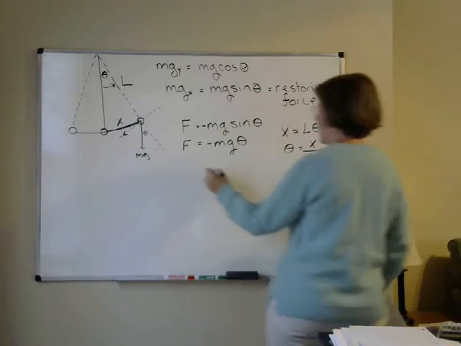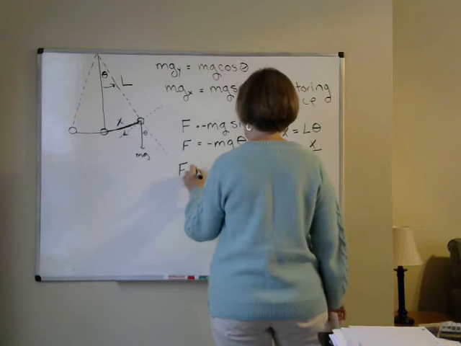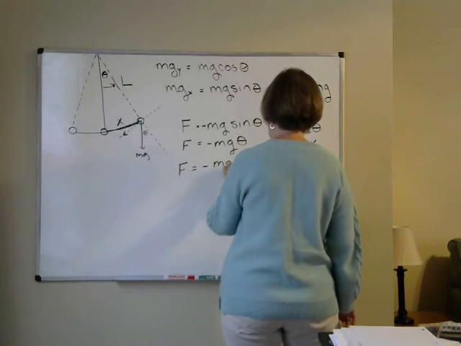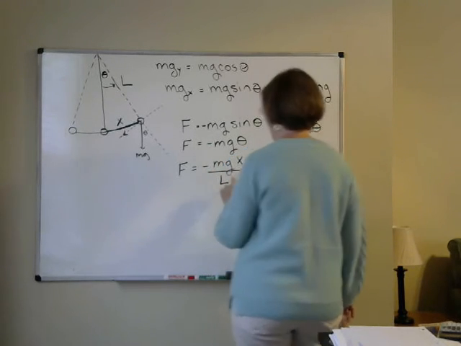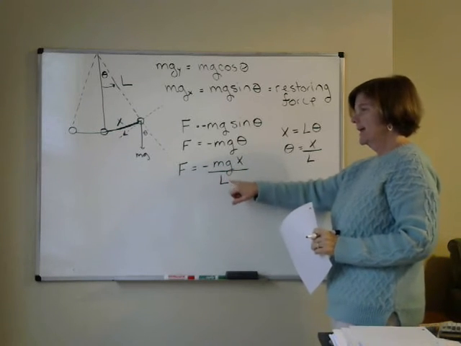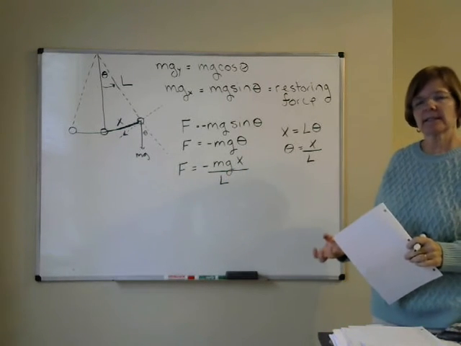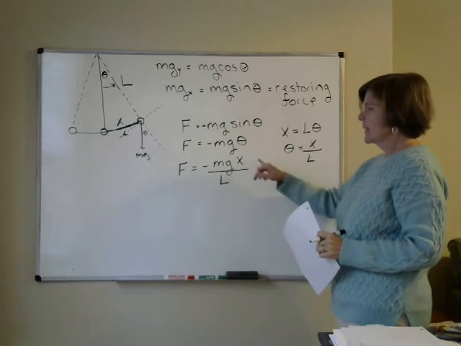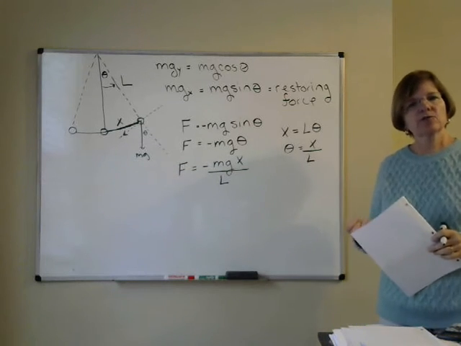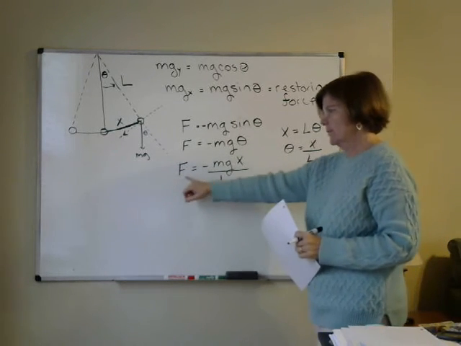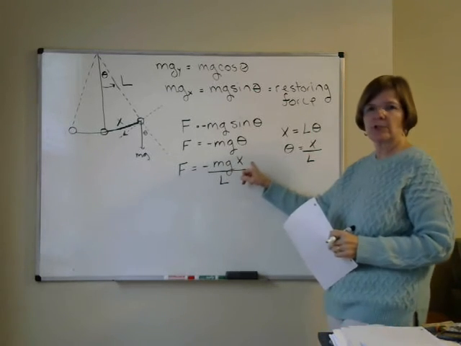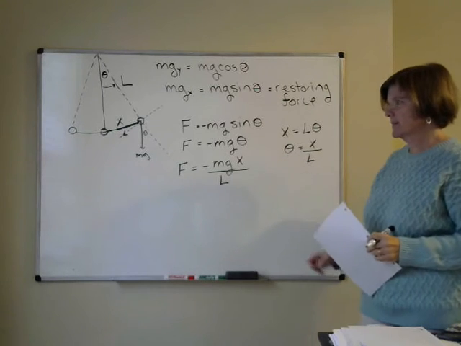Now, why did I go to all this trouble? I went to all this trouble because mg and L are all 3 constants. So, simple harmonic motion is described as any motion where the restoring force is directly proportional to the displacement. X is the displacement.